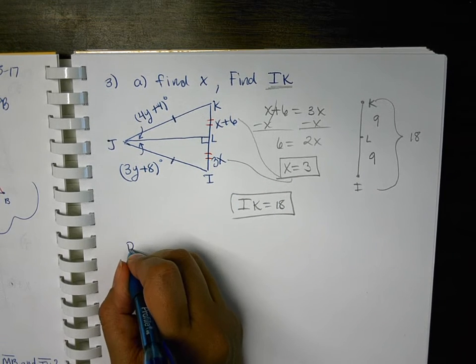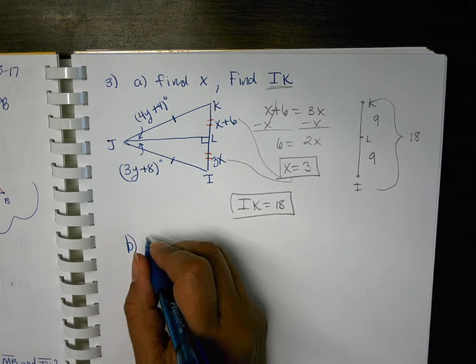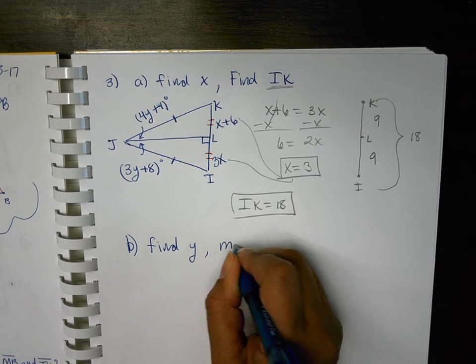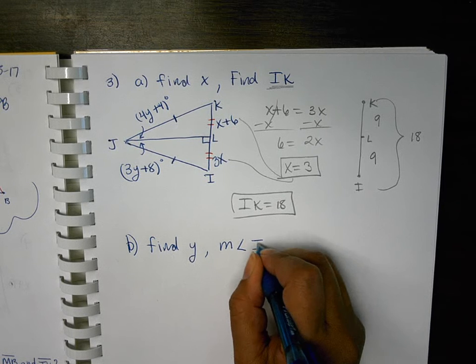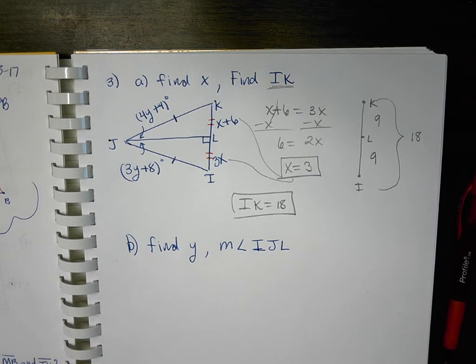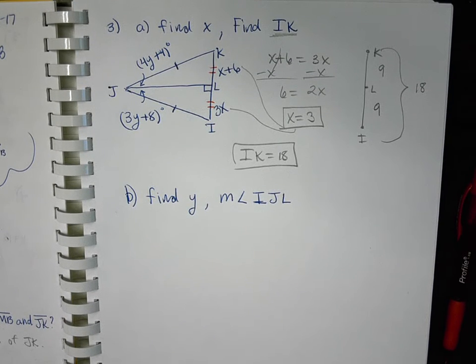Questions before I move on to part B? Hold on. What are we doing? You don't know what we're doing? Oh, part B. Find y and the measure of angle IJL. Okay, in the same picture, find y.